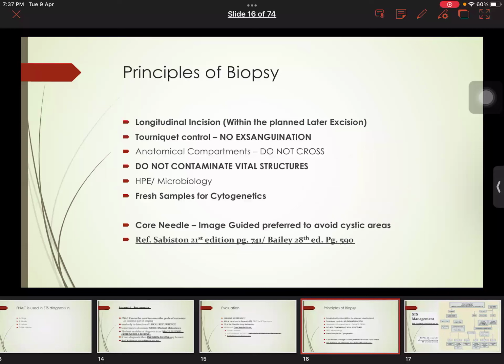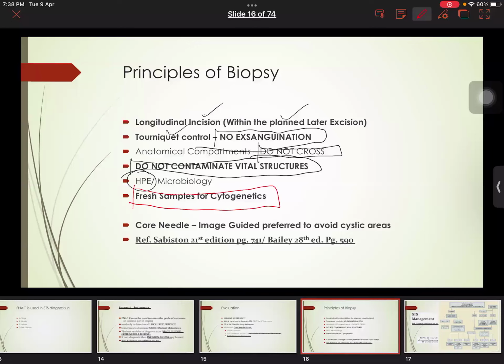As we already discussed, these are the principles of biopsy: longitudinal incision within the planned later excision site, tourniquet control, and no exsanguination. Anatomical compartments should not be crossed, and vital structures should not be contaminated. And on the pathology side, one more significant thing is that you have to have fresh samples, which may be needed for cytogenetics.